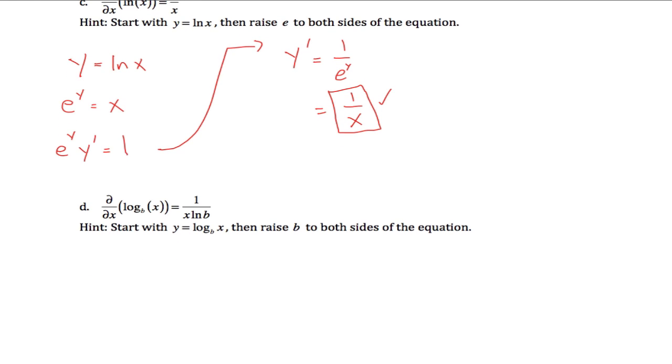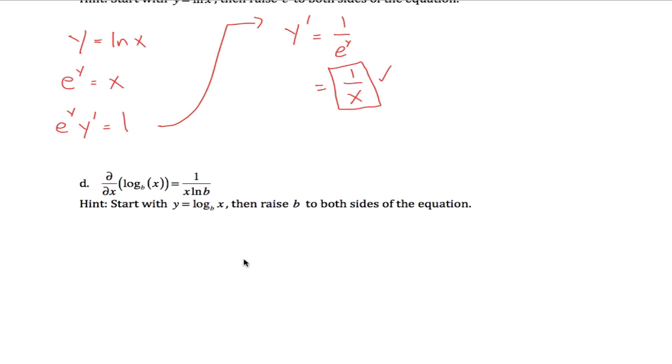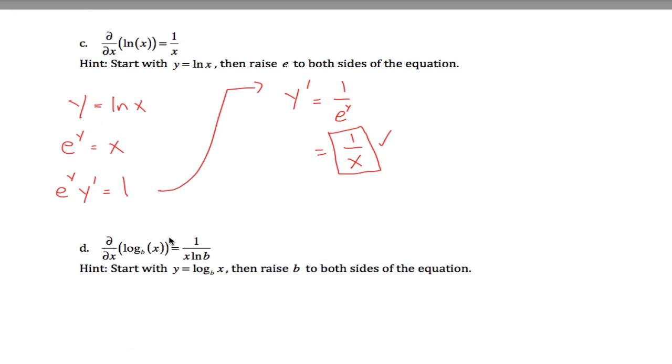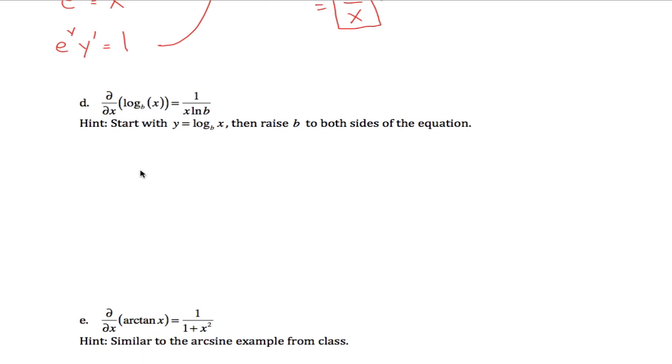All right, moving on, part D. It's time to change colors. Part D is very similar to part C, except now it's not natural log of x. We want to find the derivative of log base b of x. That's okay. We can do the exact same thing. Start out with y equals log base b of x and try to find y prime. The way we'll do it is raise b to both sides of the equation, as the hint tells us. B to the log base b of x is just equal to x.